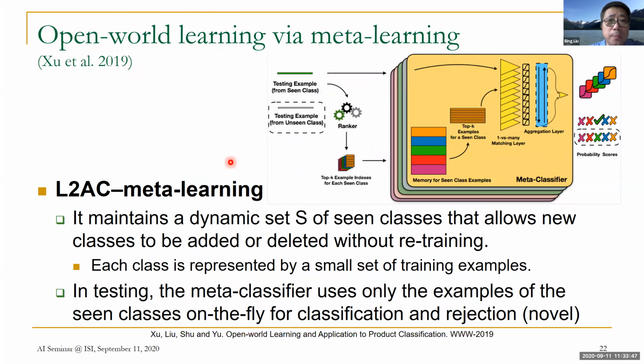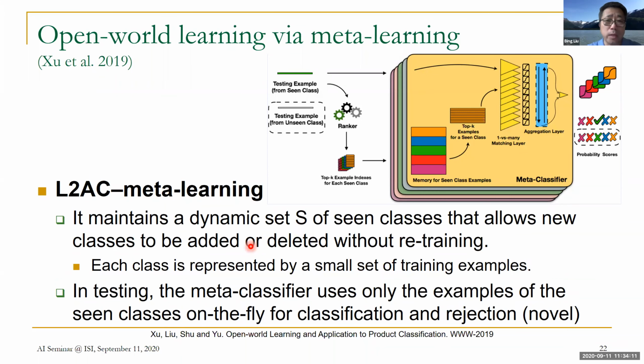And this meta-learning based algorithm is something quite related to nearest neighbor. We train a nearest neighbor kind of classifier. This is not exactly nearest neighbor, but it's a bunch of things. It's not just one thing. So we maintain a dynamic set of same class examples and allow the new class to be added in. So this includes continued learning as well.